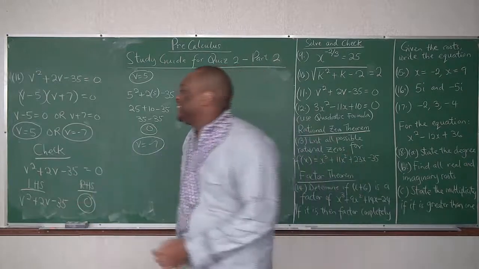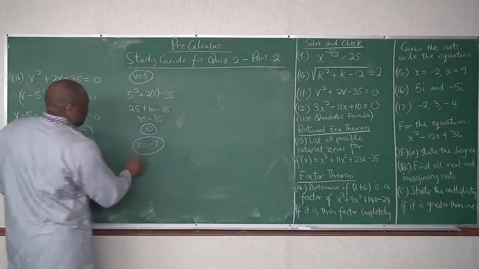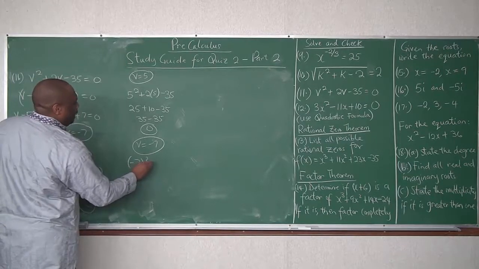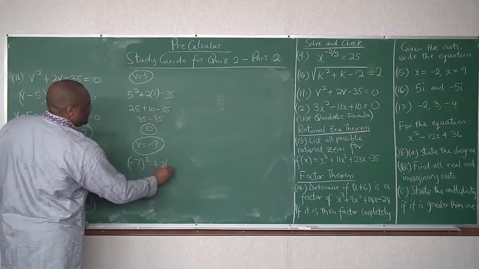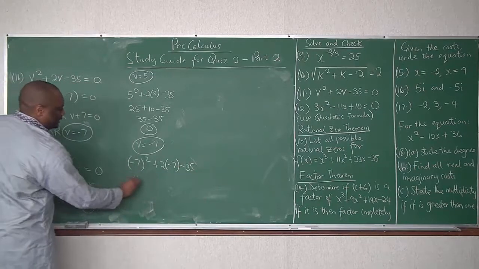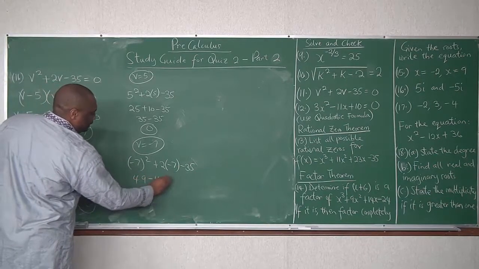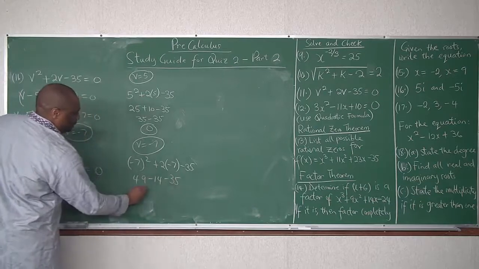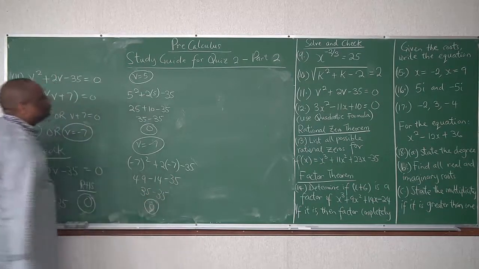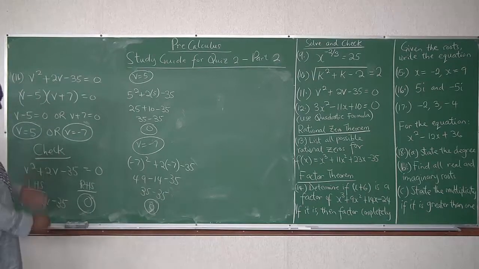You rejoice. For v equal to negative 7, this is negative 7 all squared plus 2 times negative 7 minus 35. Now this is 49 minus 14 minus 35, which is 35 minus 35, which is 0. So the second one works too. So these two work.